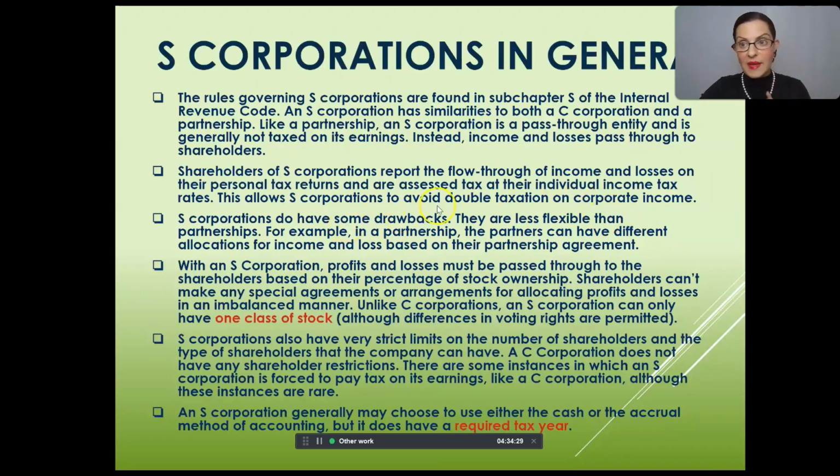S corporations do have drawbacks. S corporations, I feel, are a great entity type for a small business where there's just a single owner. And I think that when you start having multiple owners in the mix, that's sometimes where S corporations are not as desirable. Let's just say it that way. Because S corporations do not allow any kind of flexible allocations. The owners of the company who are working in the company have to be paid wages like employees. There's much less flexibility with an S corporation versus a partnership. And then, of course, S corporations don't get the same fringe benefit perks that C corporations do.